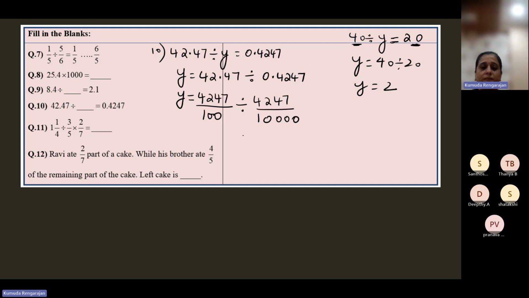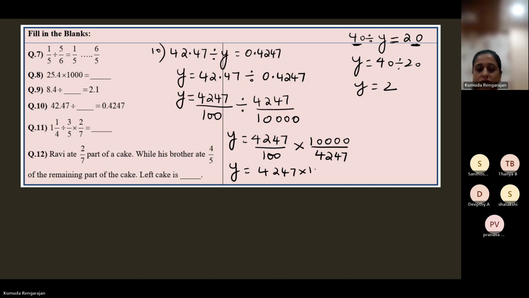So this is the next step. Then y is equal to, write the first fraction as it is. Division becomes multiplication. Write the reciprocal of the second fraction. Now, y is equal to, multiply the numerators, multiply the denominators. So they get cancelled, no? This one and this one, they get cancelled.